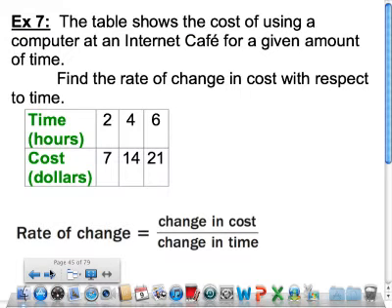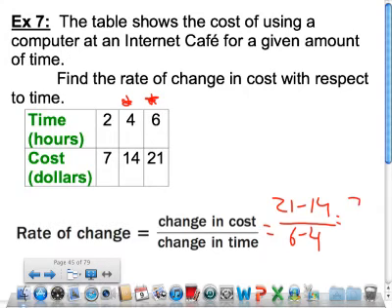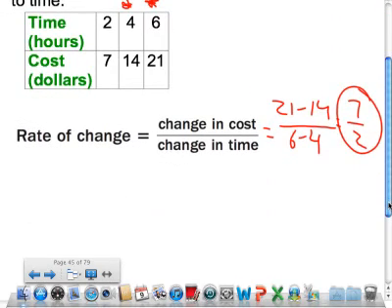So, it says find the rate of change in cost with respect to time. So the rate of change is the change in cost over the change in time. Pick any two that you want. We'll just use this guy and this guy. So the change in cost would be 21 minus 14 over, and then the 6 minus 4. Got to match up. So that's 7 over 2. So what that means, okay, is that for every $7, or I'm sorry, for $7 for every 2 hours is what you're getting. Okay, $7 for every 2 hours is what that rate of change tells you.